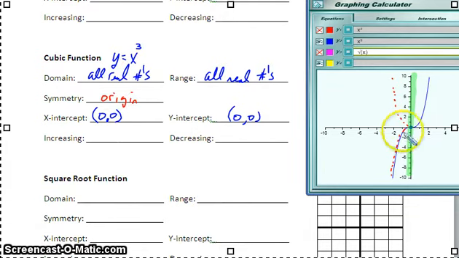Increasing and decreasing: the leftmost part of the graph is way down here at an x value of negative infinity, and the graph is going up. And notice that it's constantly going up, so there is no decreasing portion of the graph. I shouldn't put an x there, I should put none instead. So my graph is constantly increasing, so we would say from negative infinity to positive infinity.